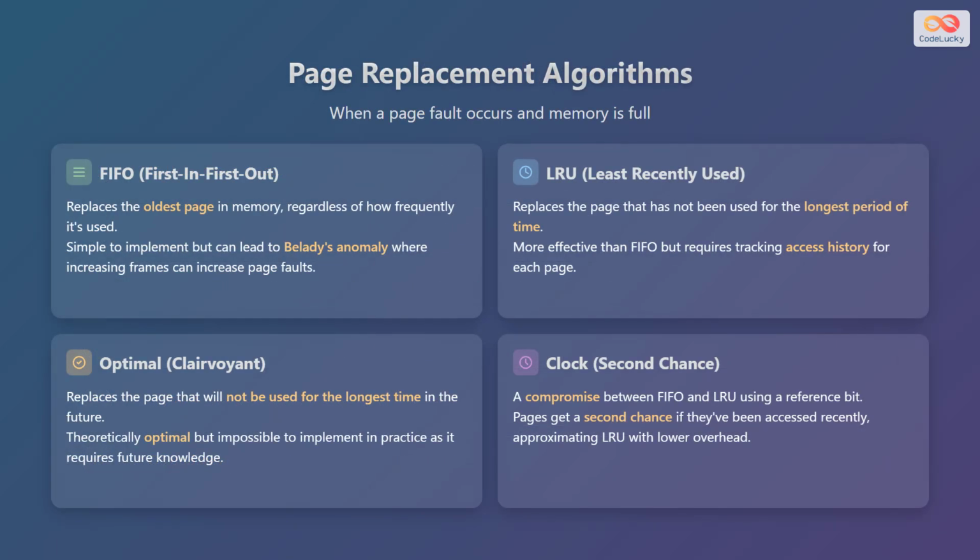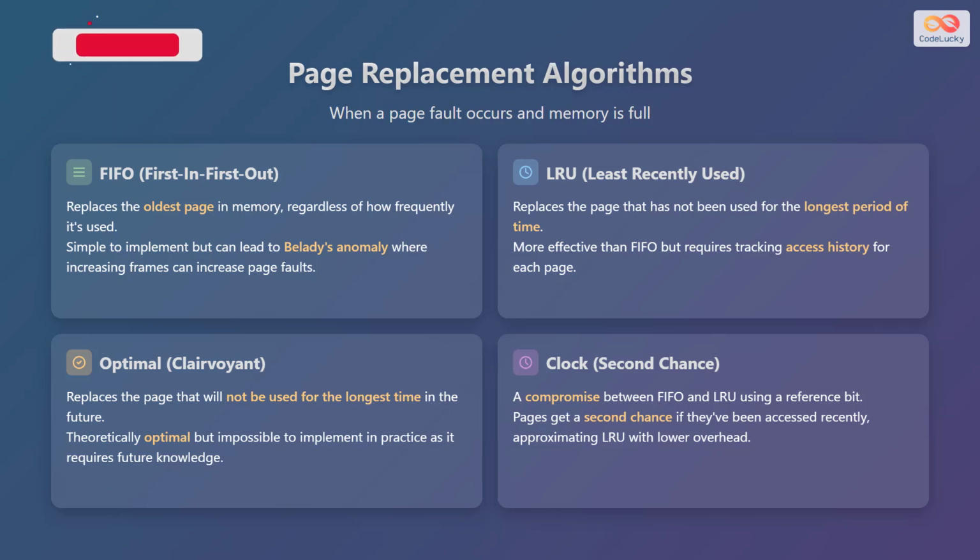Now consider a scenario where a page fault occurs and the memory is already full. The operating system must decide which page in the memory to replace with the new page. This is where page replacement algorithms come into play. Some of the popular algorithms are first in, first out, least recently used, optimal and clock. Let us start with the first one, which is first in, first out. This algorithm replaces the oldest page in memory, regardless of how frequently it's used. It's simple to implement, but can sometimes lead to something called Belady's anomaly.